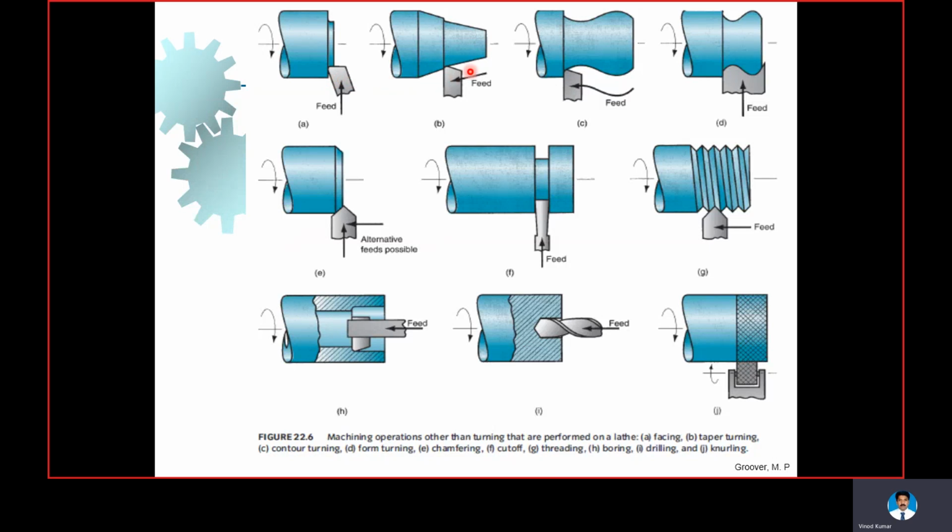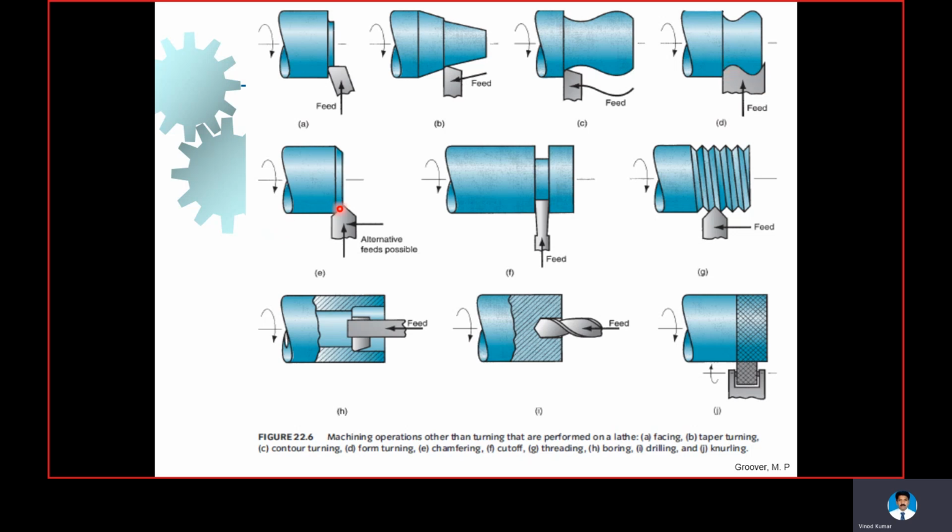Then taper turning at an angle. Here this is a vertical feed, the direction of feed is vertical. At an angle we produce a tapered surface, taper turning. Then contour turning, where a contour profile is produced. Then the next is form turning, where we use a tool having a similar shape to the part to be produced. Specialized tools are used for contour turning.